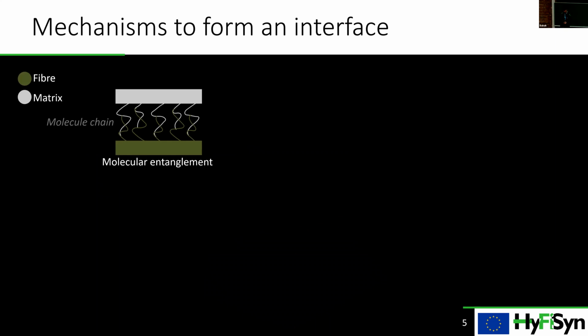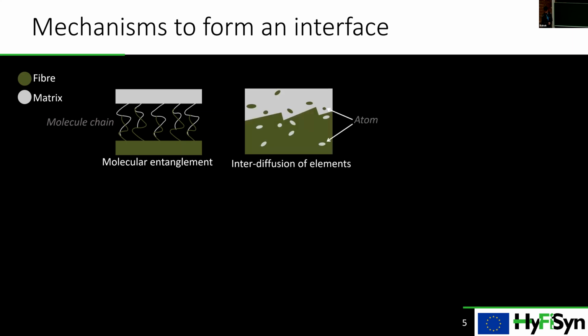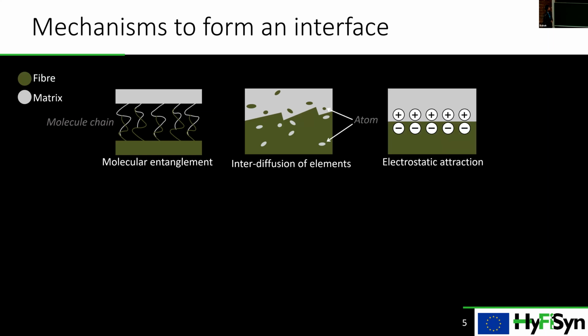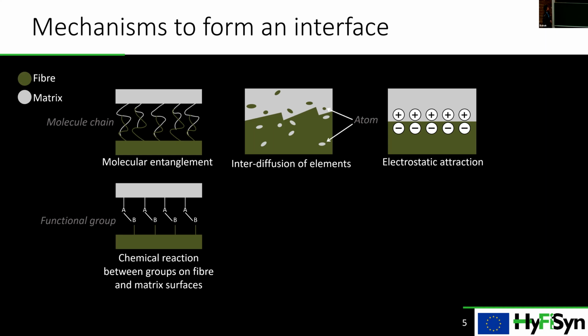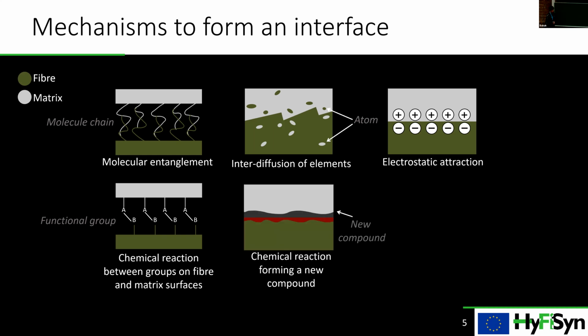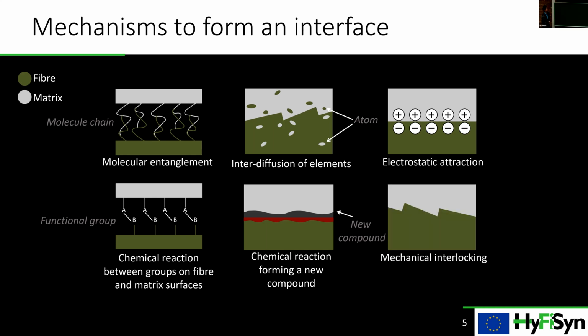We will answer this question of how an interface is formed in fiber reinforced polymers. There are 6 main ways that the interface can form. The first one is molecular entanglement, and then there is interdiffusion of the elements. And also we can have an electrostatic attraction between fiber and matrix. Or we might have the chemical reaction between the functional groups on the fiber and matrix surface. We can have either a chemical reaction forming a new compound on the interface, or we can have mechanical interlocking.